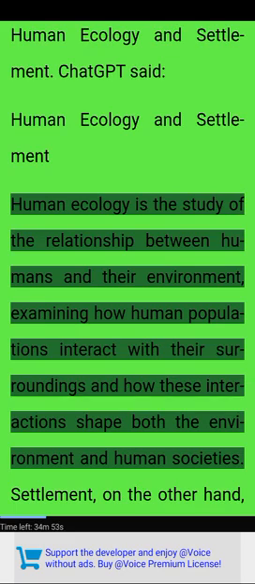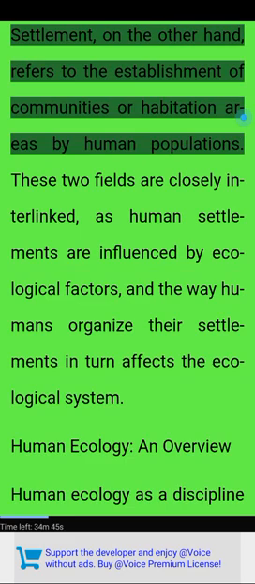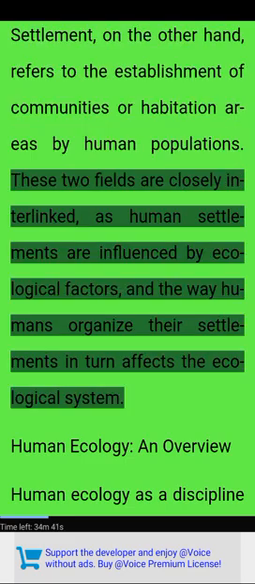Human ecology is the study of the relationship between humans and their environment, examining how human populations interact with their surroundings and how these interactions shape both the environment and human societies. Settlement, on the other hand, refers to the establishment of communities or habitation areas by human populations. These two fields are closely interlinked, as human settlements are influenced by ecological factors, and the way humans organize their settlements in turn affects the ecological system.